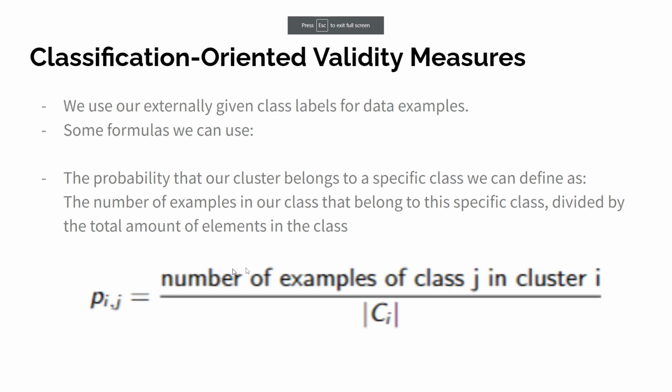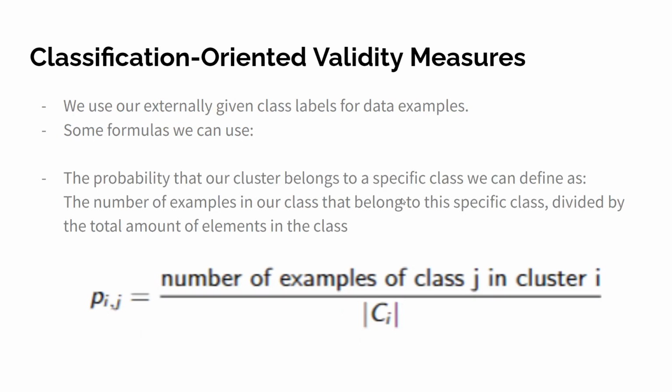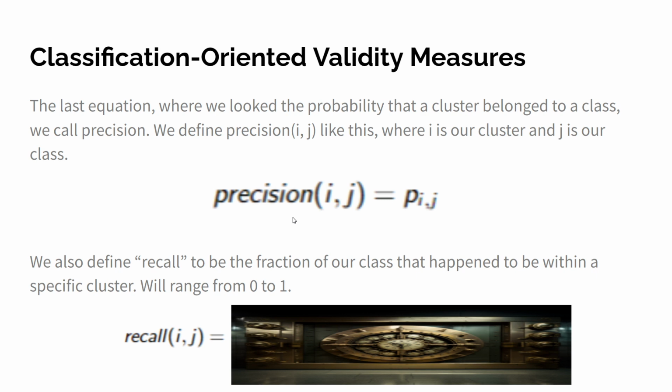Yeah, so number of examples of class J in cluster I, so that would be the 8 items out of the 10 in the cluster, divided by the size of the cluster, 10, and we say the probability that our cluster is this class is now 80%. And we also call this the precision. It's exactly the same, we're just, instead of saying probability of IJ, we're just calling it the precision. So precision of IJ is just the probability, so it'd be the exact same, 80%.